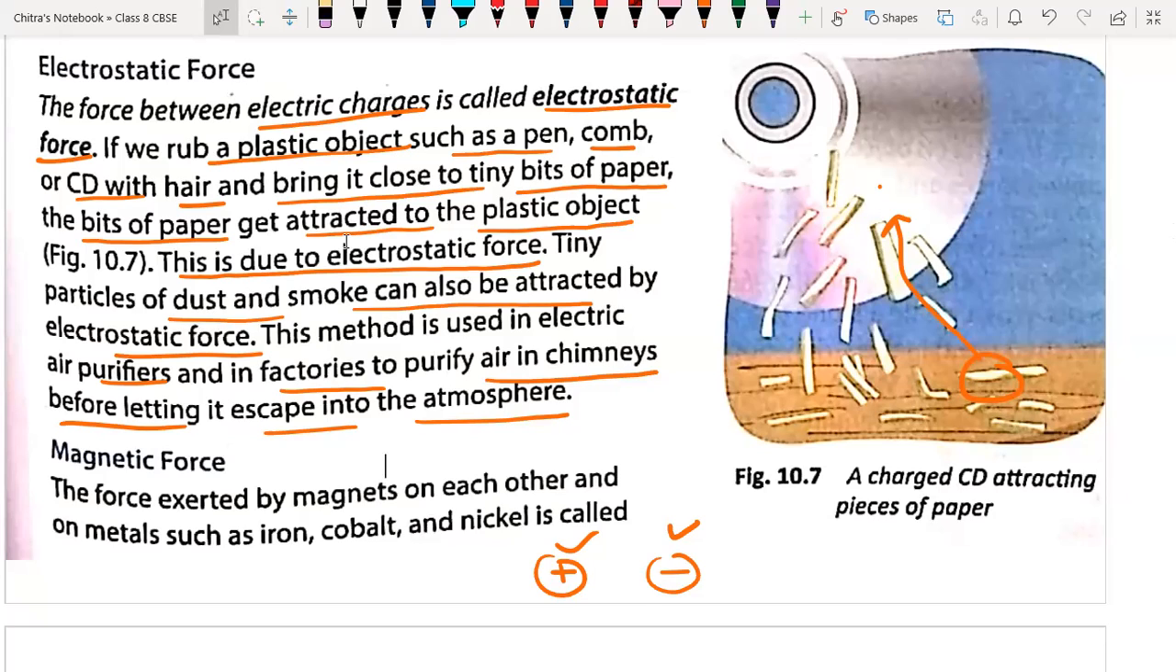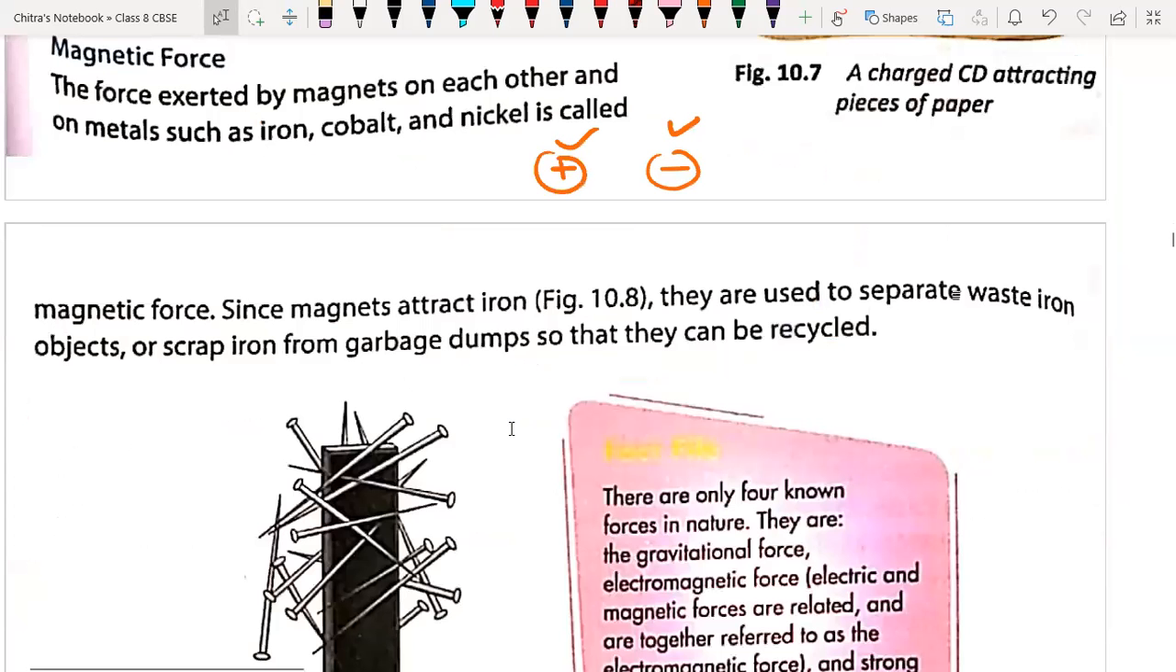The third one, again very important, is the magnetic force. So what is magnetic force? When two or more magnets are placed at some distance from each other, they get attracted toward each other. The force exerted by magnets on each other and on metals such as iron, cobalt and nickel is called magnetic force.